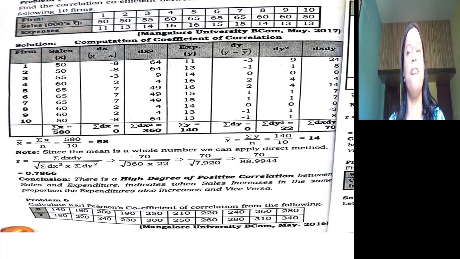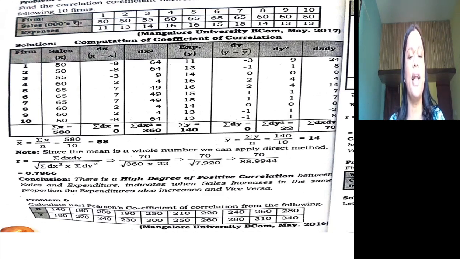What is the formula for calculating r? r is equal to summation dx dy divided by the square root of summation dx square into summation dy square. How do we arrive at dx? dx is nothing but x minus x bar. dy is nothing but y minus y bar. You just look at the solution part.